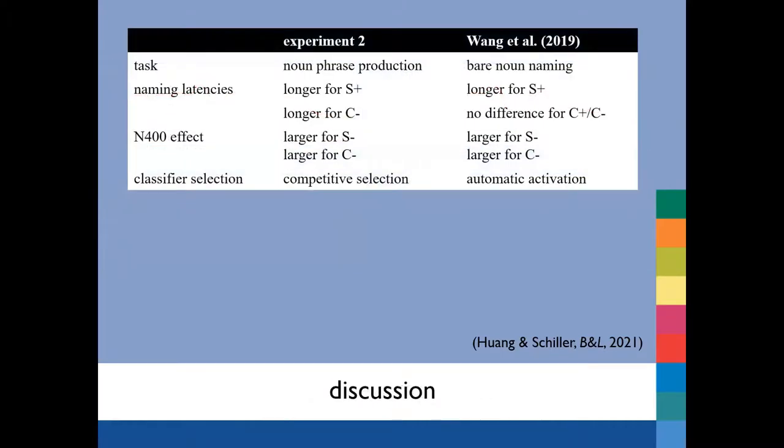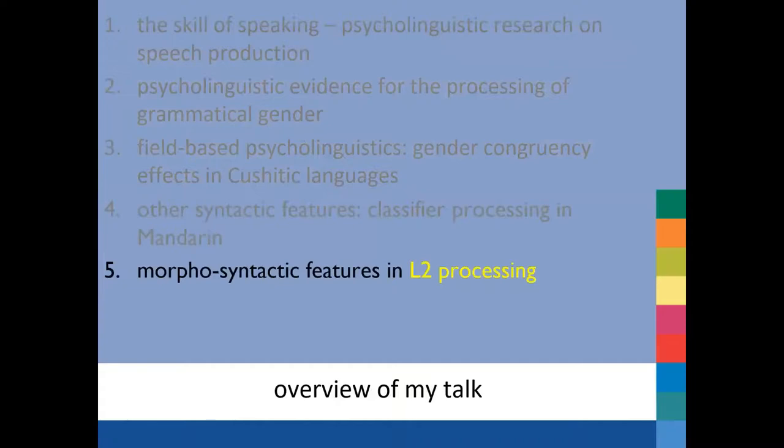And just to compare these two studies, here you see the first study that I showed you on classifier processing by Man Wang. Here is the later study by Xiaoyan Huang. And it really fits in with everything we know so far. One study shows automatic activation, the other study also shows competitive selection of the classifiers. Okay, do I still have time?